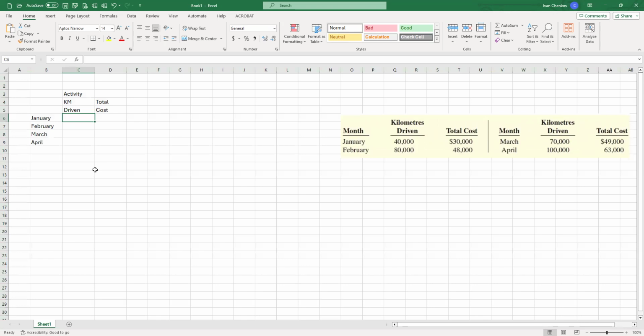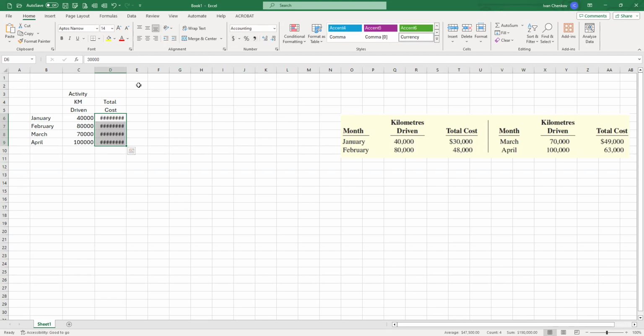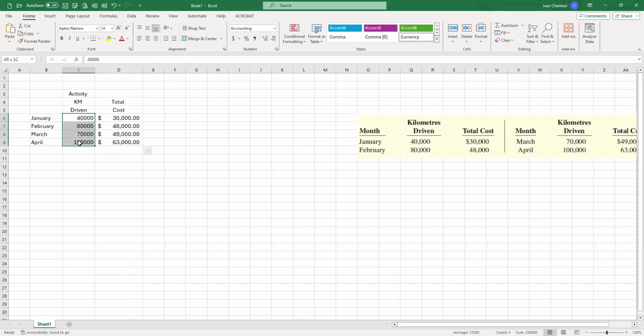So what I have to do is put in the numbers. The kilometers driven in January was 40,000. Then we have 80,000. Then we have 70,000. And then I have 100,000. The cost is 30,000, 48,000, 49,000, and 63,000. Those are my costs. Costs are going to be defined as a cost, and those numbers will be just numbers.